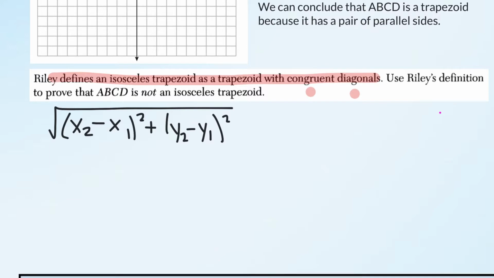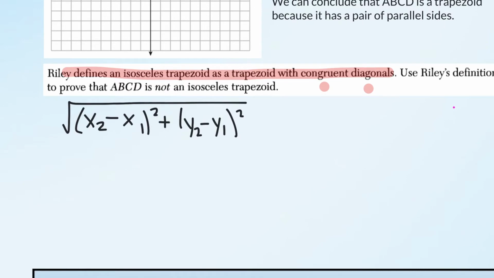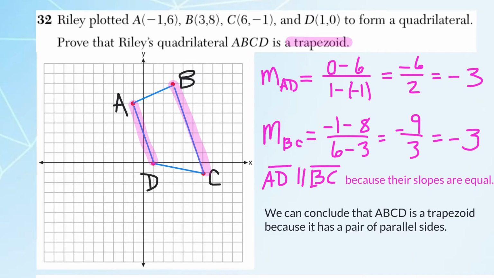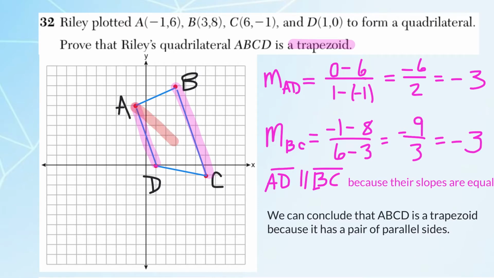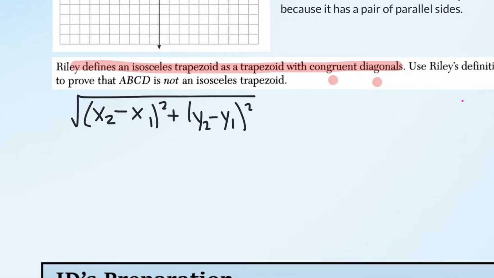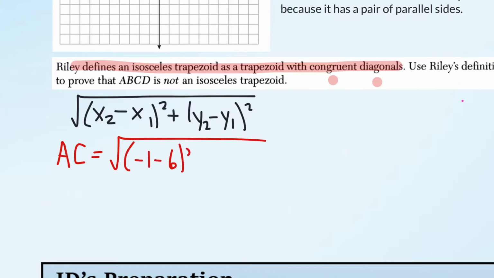In order to do that, we're going to be using the distance formula. You'll notice I've already got that written out here. And with our diagonals, we've got to make sure we're using the right points. Our diagonals would be the lines from A to C and B to D. So let's start off with the line AC. The length of that is going to equal the square root of (-1 minus 6) squared plus (6 minus -1) squared. Just for the sake of time, I'm going to tell you that that becomes the square root of -8.